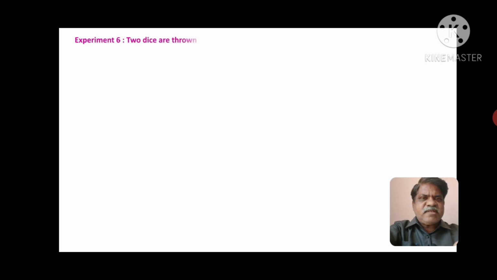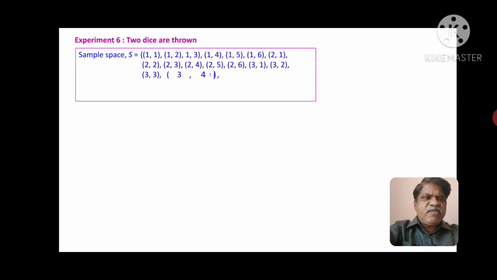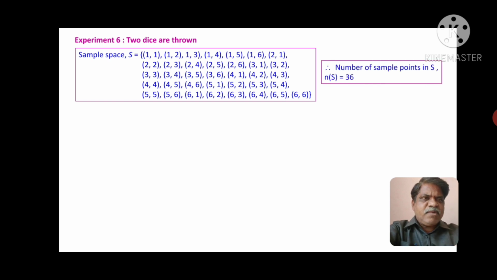Friends, let us take one more experiment, number 6. Two dice are thrown simultaneously. You will get the sample space as (1,1), (1,2), (1,3), (1,4), (1,5), (1,6), then (2,1) to (2,6), then (3,1) to (3,6), then (4,1) to (4,6), (5,1) to (5,6), and then (6,1) to (6,6). If you count these, you get a total of 36. So the number of sample points in S is n(S) = 36.